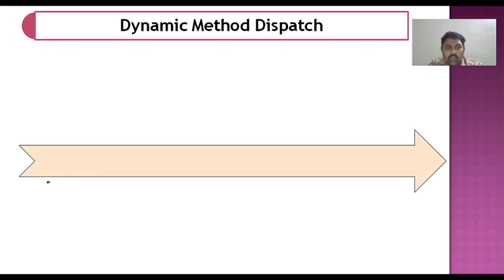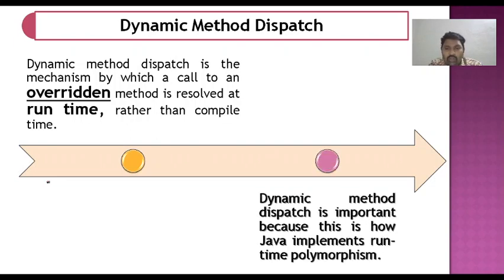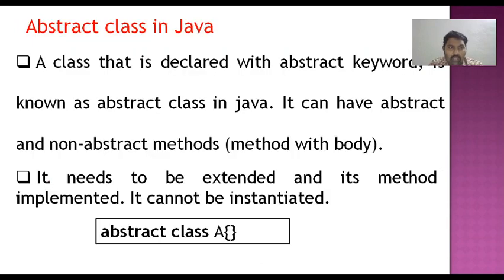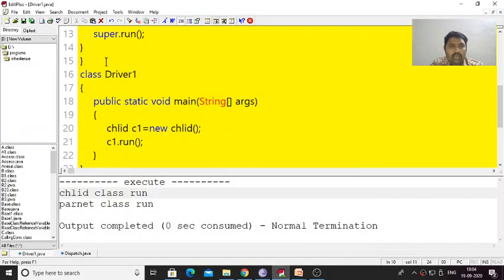So the next topic is dynamic method dispatch. What is meant by dynamic method dispatch is that the association between the method call and binding is going to happen at runtime only. That kind of binding is called dynamic binding. So dynamic method dispatch is a mechanism by which a call to an overridden method is resolved only at runtime rather than compile time. Dynamic method dispatch is important because this is how Java implements runtime polymorphism. I will show that with a program, then you can better understand how we achieve it.